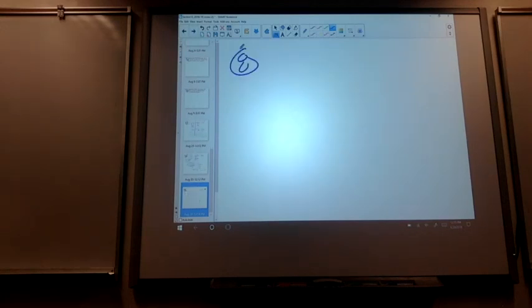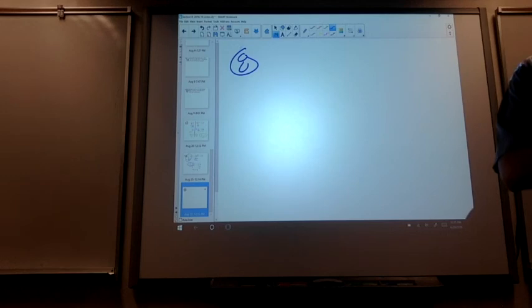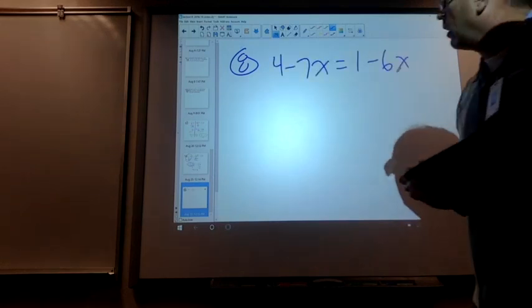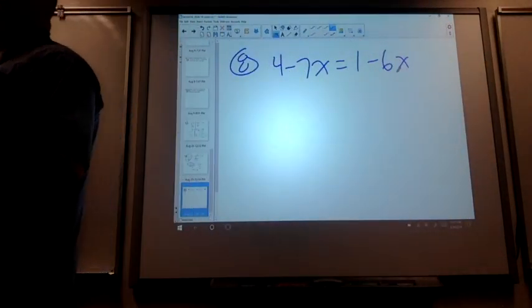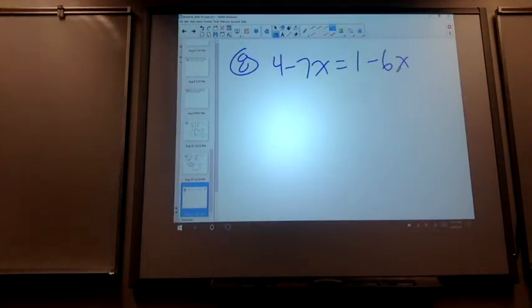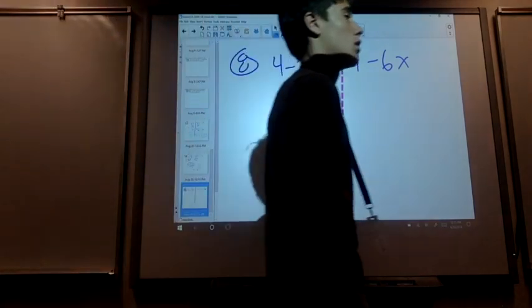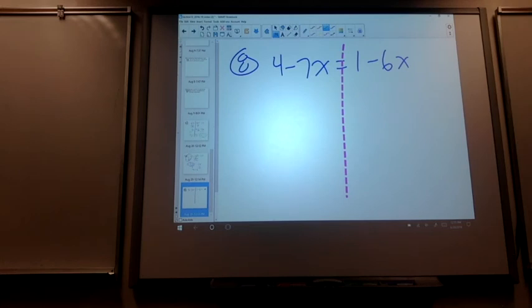Number 8. 4 minus 7x equals 1 minus 6x. That one? All right. I have an x on both sides. Agreed? Let's make our dotted line. And we have to choose what side I want to have the x on. It doesn't matter. I like to get the x to the left side, but it doesn't matter really. So would this be okay? Those are going to cancel. I get 4 minus x equals 1.